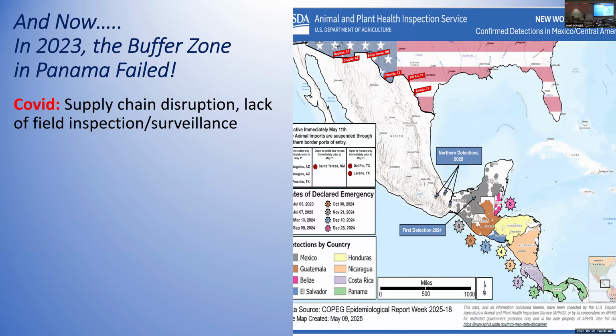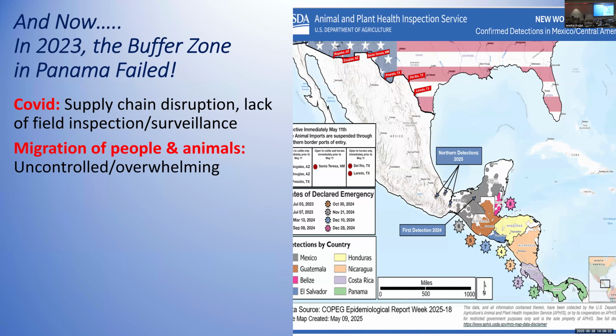COVID started the ball rolling downhill. There was supply chain disruption, so there was disruption in production at the COPEG facility. There was no surveillance in the field because the inspectors had to stay home, had COVID quarantine, so they weren't allowed to go out. So the inspectors that were inspecting the animal transport, the field surveillance personnel from COPEG weren't allowed to go out on farms and investigate reports. So that started it.